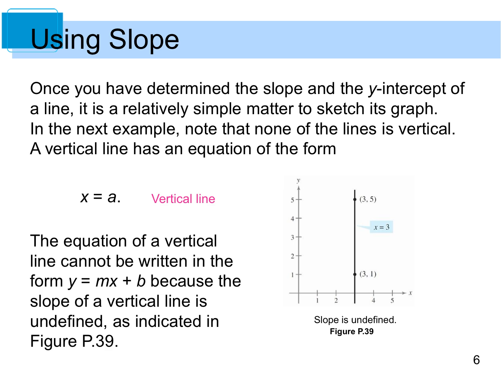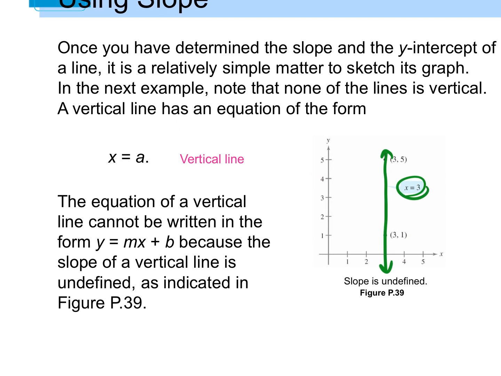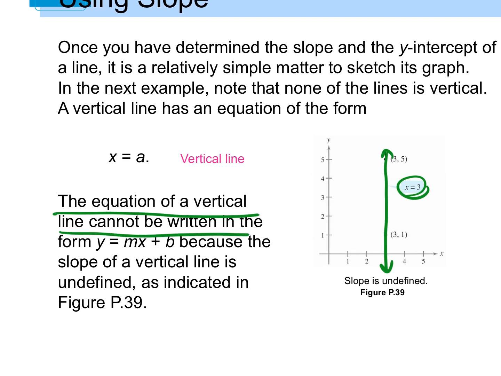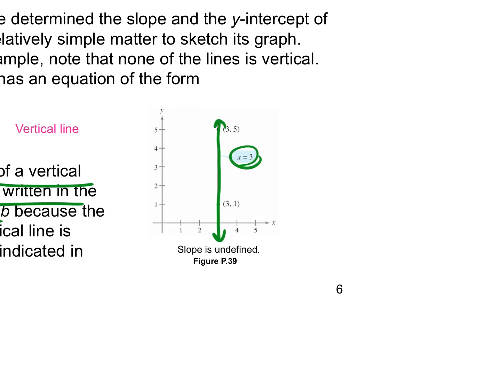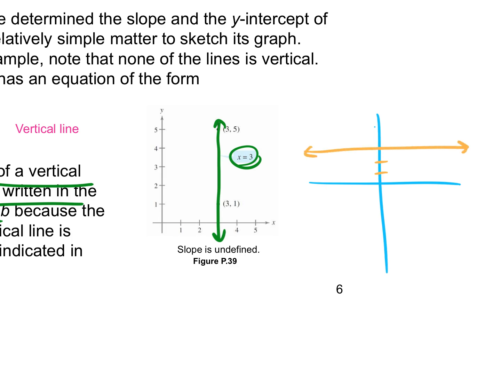On the next page, if you have a vertical line, it's x equals whatever number your x value is. So here, our vertical line goes through 3, so our equation of the line would be x equals 3. So if you have a vertical line, it can't be written in the form of y equals mx plus b. You just got to know that it's x equals if it's a vertical line, because your slope is undefined. And then similarly, if I had a horizontal line, let's say our horizontal line went through 3, this would be y equals 3.